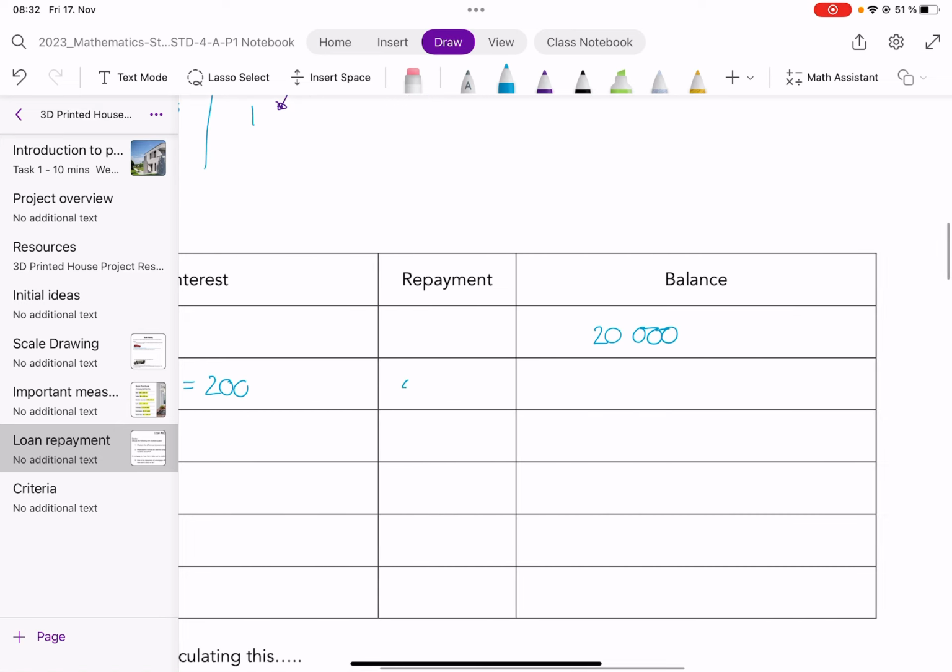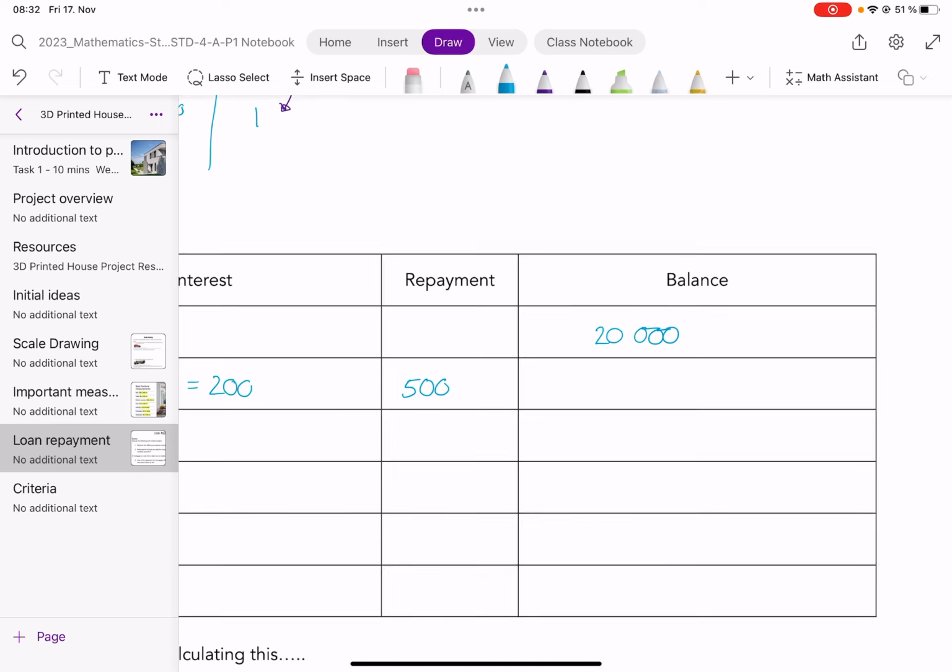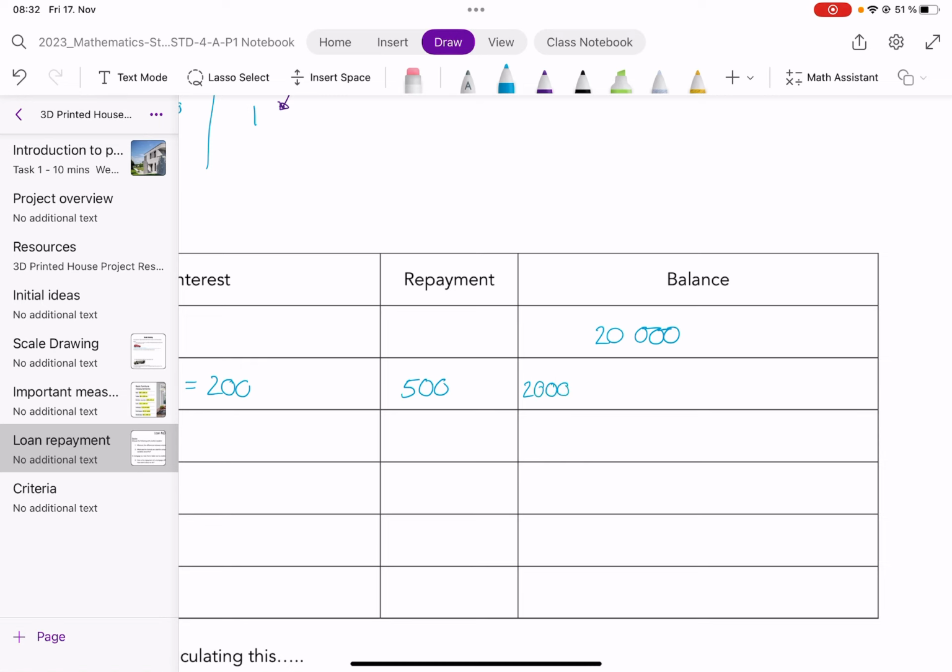But I am going to pay off 500 of it. So how much have I got? Well, I started out with 20,000. I owe an extra 200 from the interest, but I'm paying back 500. Okay, grab your calculator, use it to find the balance. I think you should find that it is 19,700. Please pause the video as you're going through this if you want to take more time to think about what I'm doing. That's the advantage of having a video.